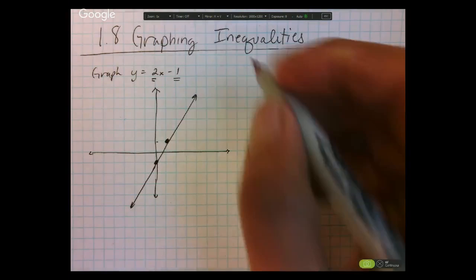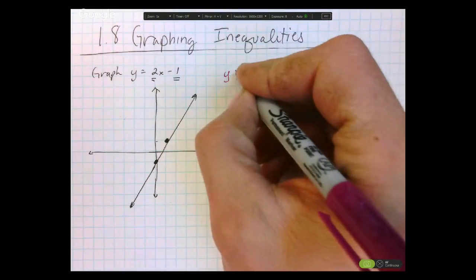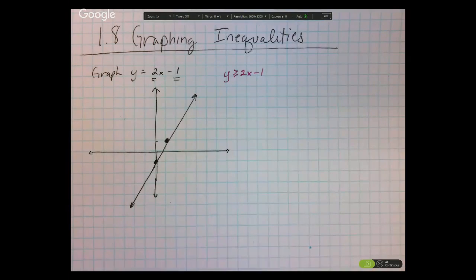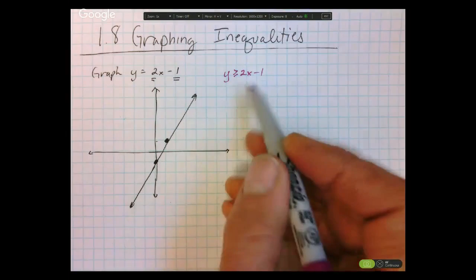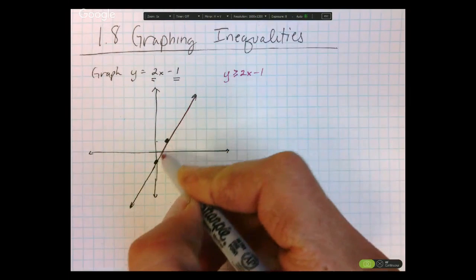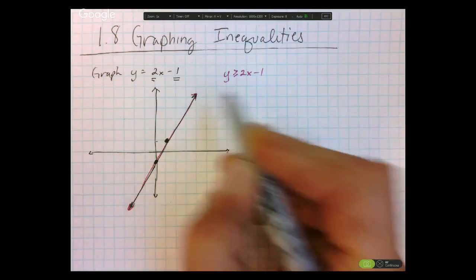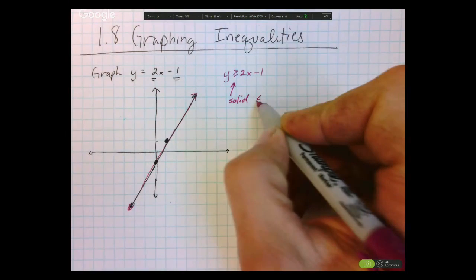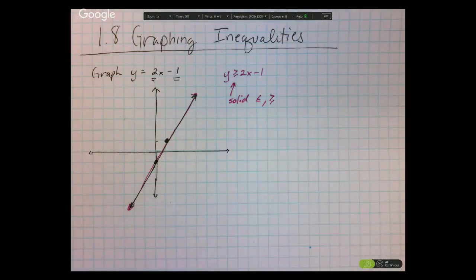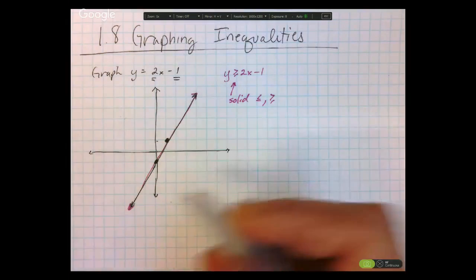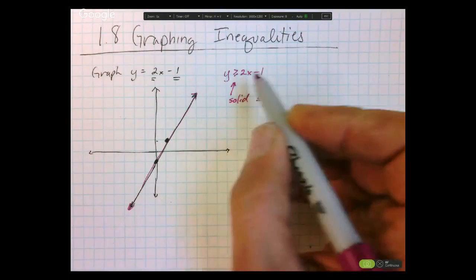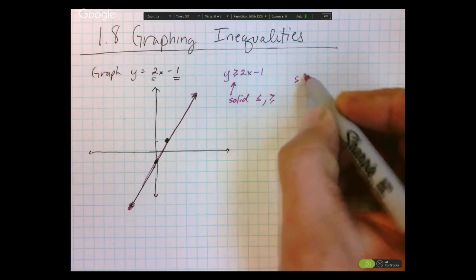Let's make it an inequality. Let's say graph y is greater than or equal to 2x minus 1. You already know that you can graph this because it's this line. Keep in mind, solid has greater than or equal or less than or equal to. That makes it a solid line. I'll show you a different one here in a bit. And then the only extra that you need to know is the shading.